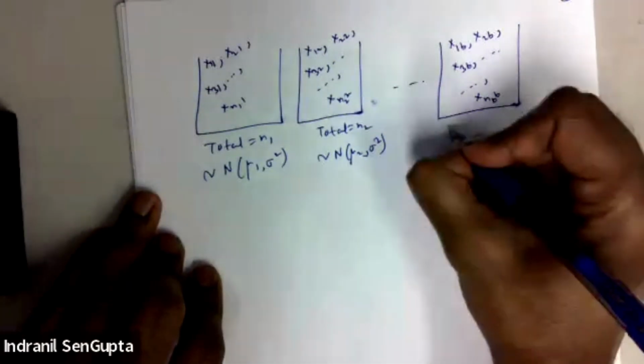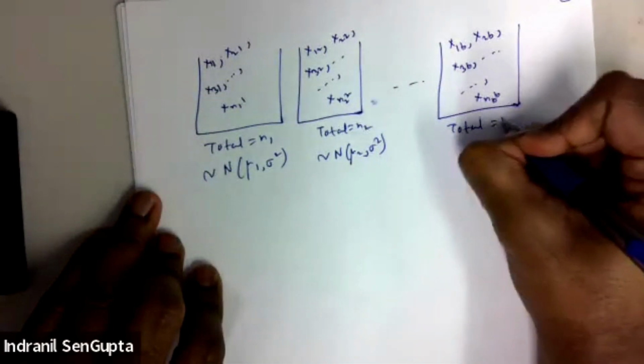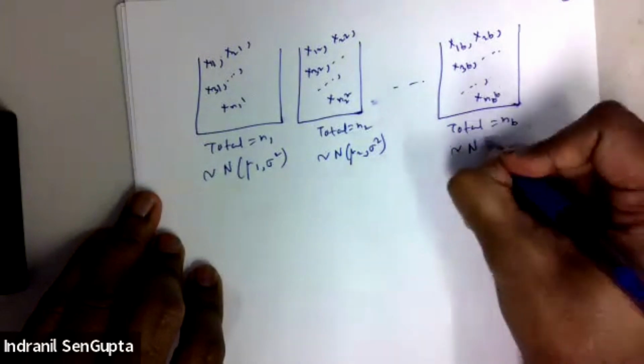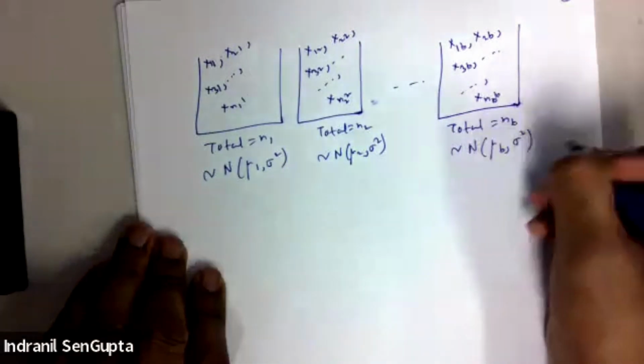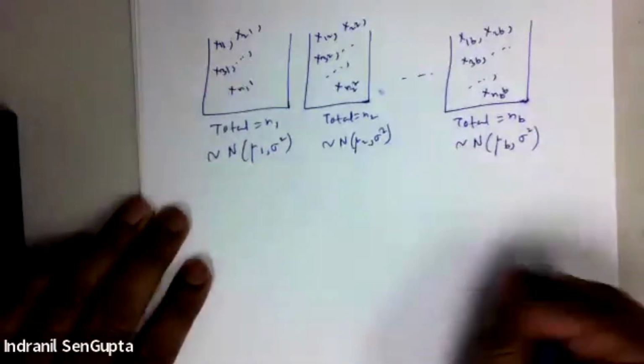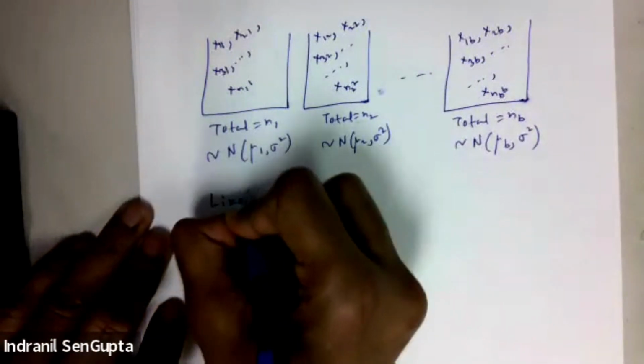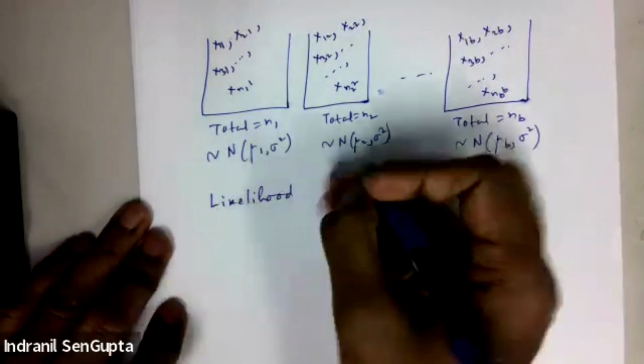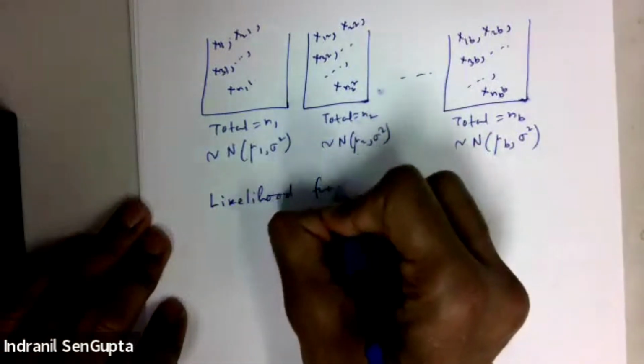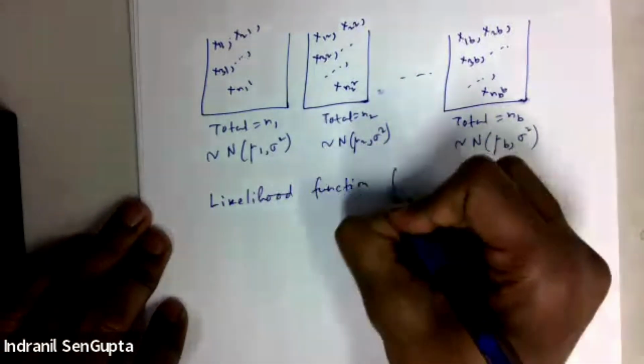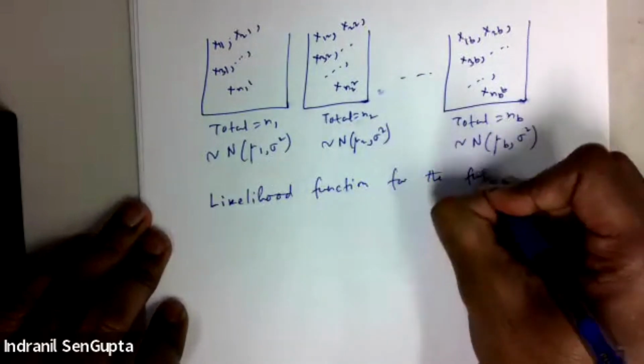Here the total is n sub b, and it follows a normal distribution with mu sub b, sigma squared. Now let's consider the likelihood function for the full model.